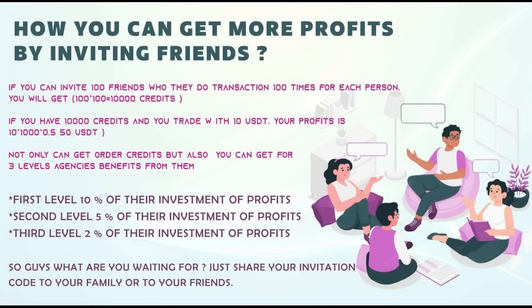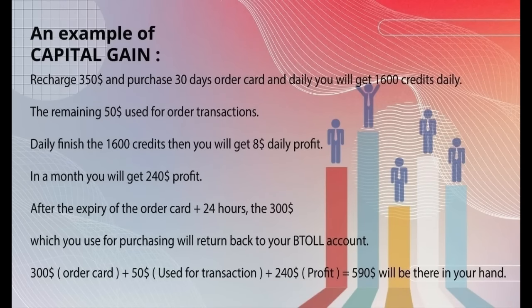Note, you can not only get order credit, but you can also get a 3-level agency benefit from them. First level, 10% of their investment profit. Second level, 5% of their investment profit. Third level, 2% of their investment profit. So you just have to keep sharing your invitation code with your family and friends to get more profits.